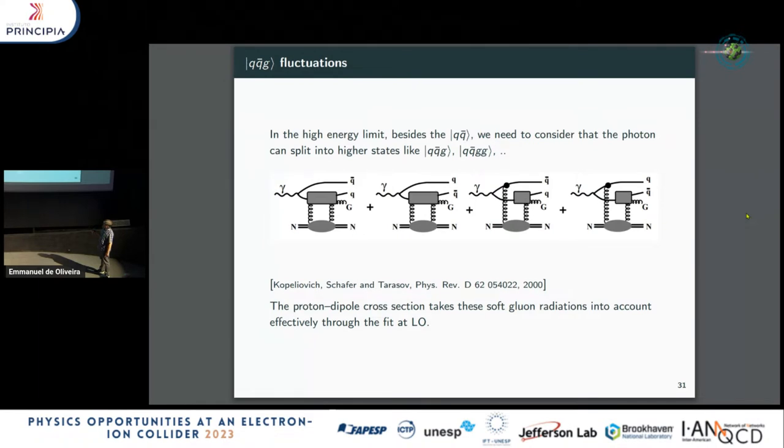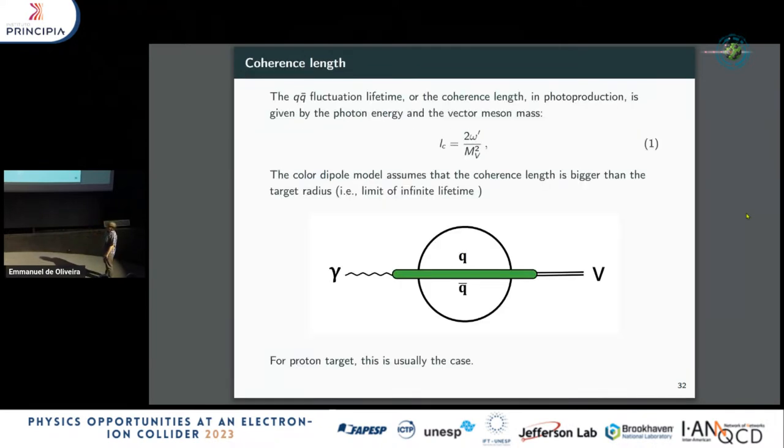Many people talked about this, but this figure is from this reference, and from now on we follow more or less what Kopeliovich and collaborators have been doing. And if you are doing proton, we are taking into account all of this effectively because we are fitting the dipole cross section to the gamma p scattering result, right? So these are taken into account in a kind of effective way, right?